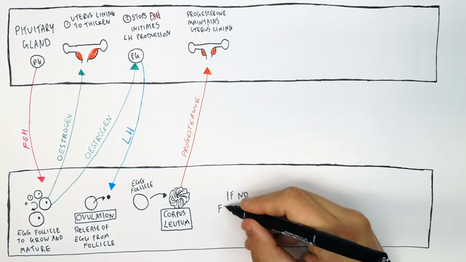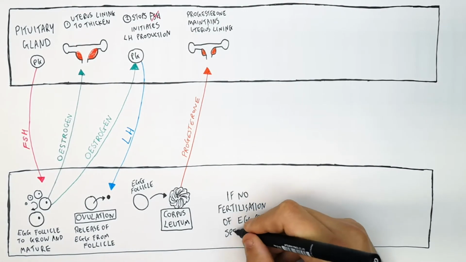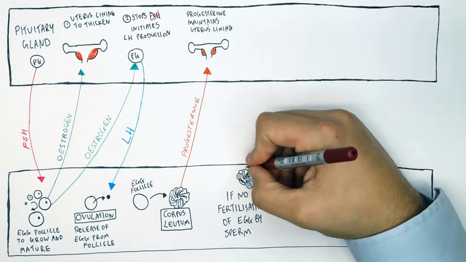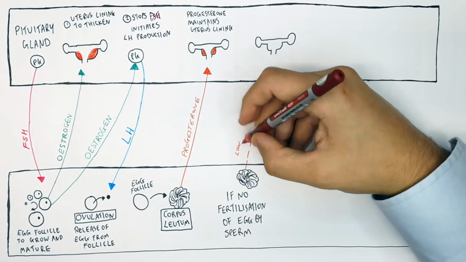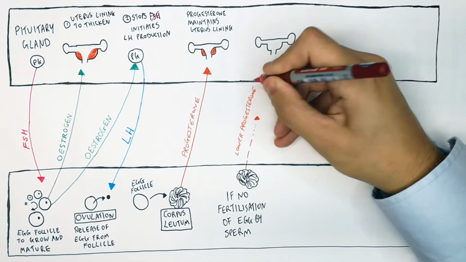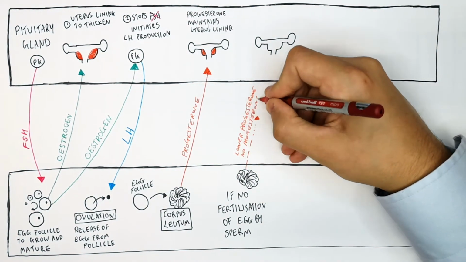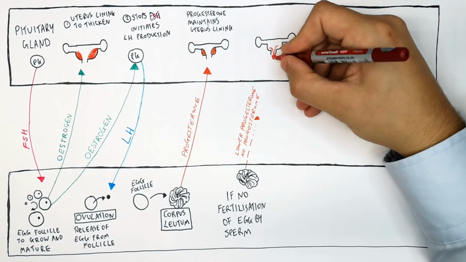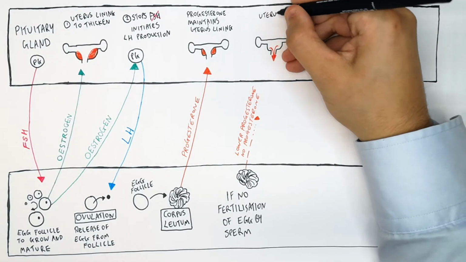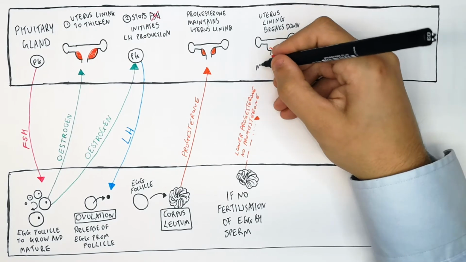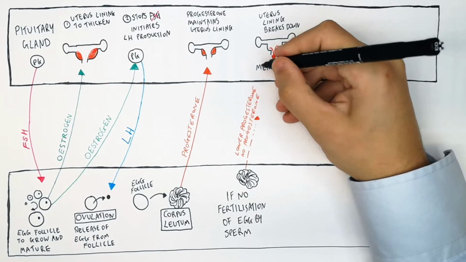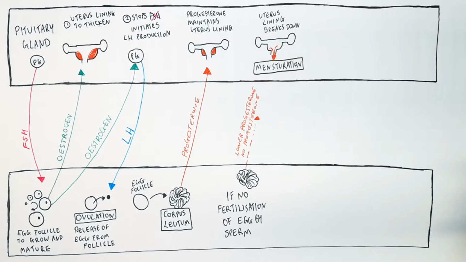If no fertilization of the egg by the sperm has occurred, the corpus luteum stops producing progesterone. So low levels of progesterone, or no progesterone at all, cause menstruation. This is because the uterus lining breaks down and menstruation occurs if the uterus lining is no longer maintained.